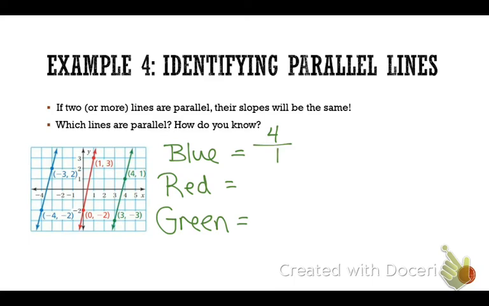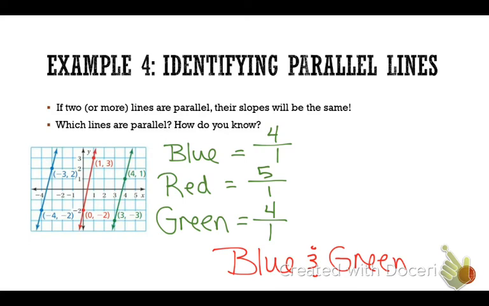What was my red line? 5 over 1. So are those two lines parallel? Green will probably be parallel to one of them. What was green? 4 over 1. So which two lines are parallel? Blue and green are parallel. Blue and green are parallel. All right, any questions?